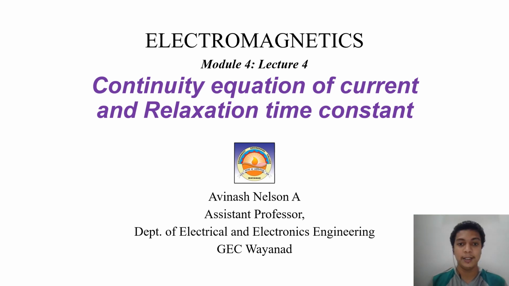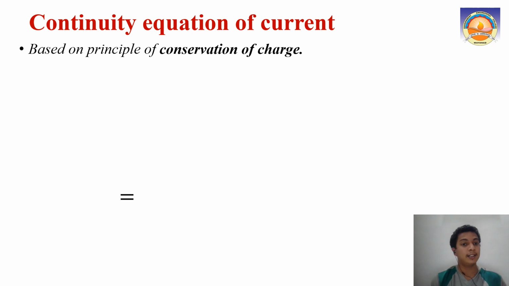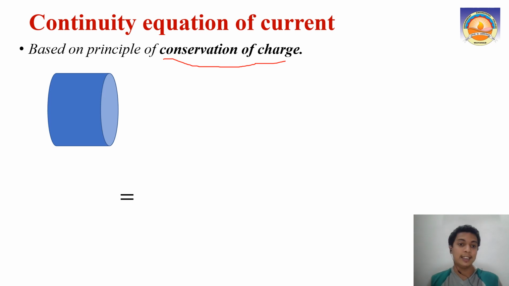Okay, so now let us derive the continuity equation of current. It is based on the principle of conservation of charge. Let us see how it is related to the conservation of charge. For that, first we have to consider that some current is flowing through a conductor, and let me say this is the place from where your current is coming out. This is the source part from where your current is coming out.